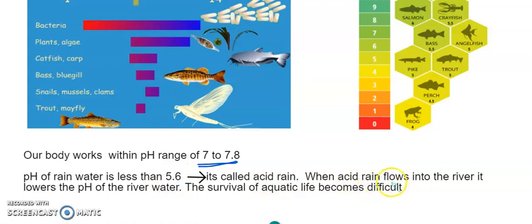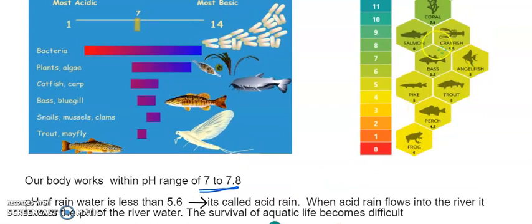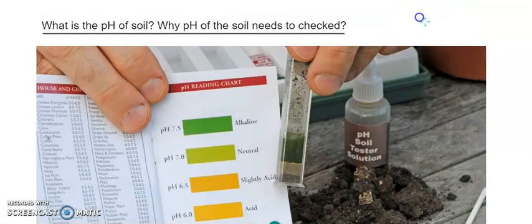And when such acid rainwater flows into the river, it will lower the pH of the river water. That means it's going to bring down the pH of the river water below 5, and many fish cannot survive. You can see here, many fish are there when the pH is above 5. That's when they are surviving. Correct? The next is the pH of the soil.